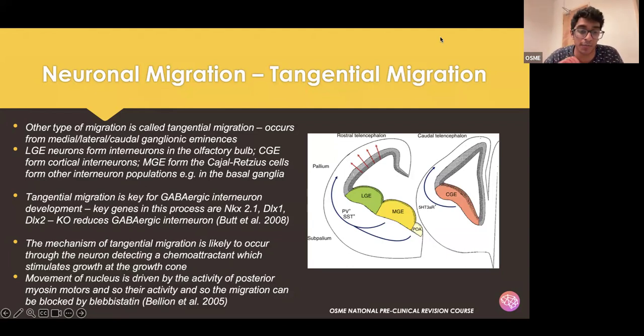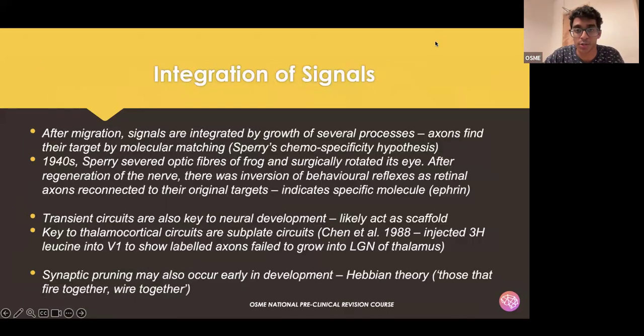In terms of the actual mechanism by which this happens, it's still unclear, I think. But the basic idea is that because they're moving tangentially and not along another cell, it's thought that they are detecting some kind of chemoattractant, which allows them to grow in a particular direction. The actual movement itself is thought to be similar to radial migration, driven by myosin. If you block myosin using this particular drug, which is what they did in the Bellion et al. 2005 study, then you can impair tangential migration. So those are the two types of migration that you need to be aware of.